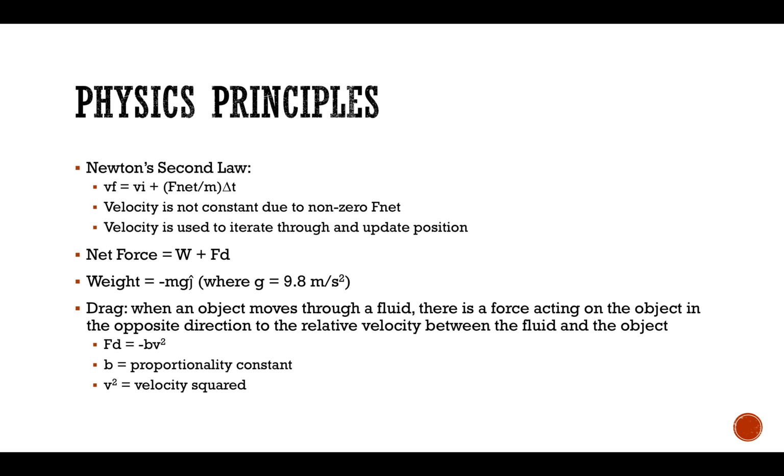The net force is calculated by adding together all the forces acting on the object. In this case, that would be the gravitational force, also known as weight, and the drag force. F-grav is found by multiplying the mass of the object times the gravitational constant times the unit vector j hat. The drag force is the force acting on the object in the opposite direction to its velocity. It's found by multiplying a proportionality constant b by the square of the velocity.